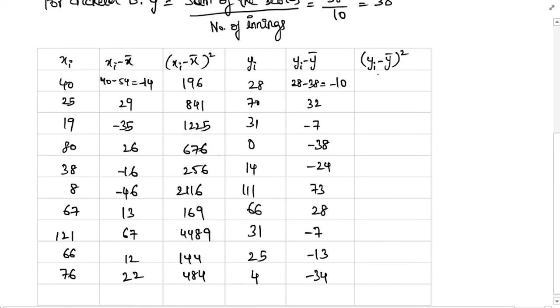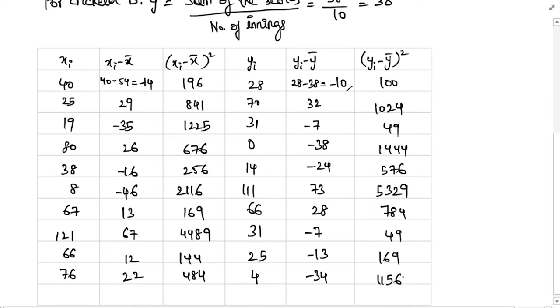Okay, so square of this will be 100. Okay, then 20, 24, 49, 1, 444, 576, 5329. Just calculate this. Okay, I have already done it, so I'm just writing as it is. So 784, 49, 169, and 1156.